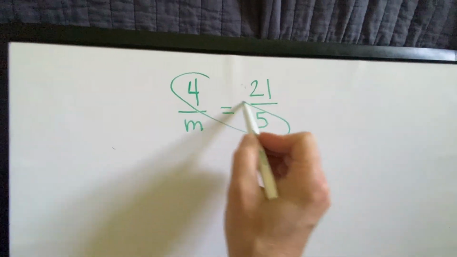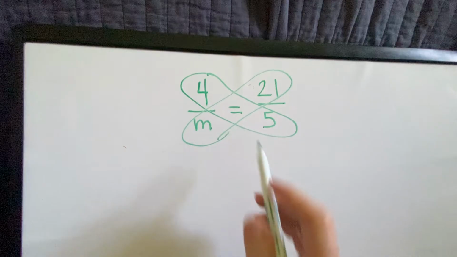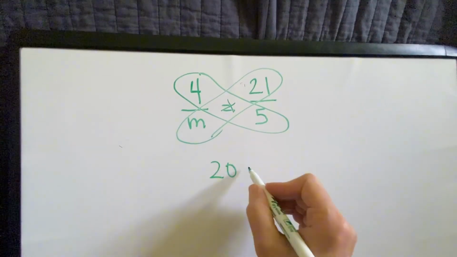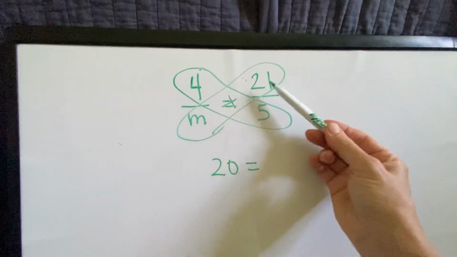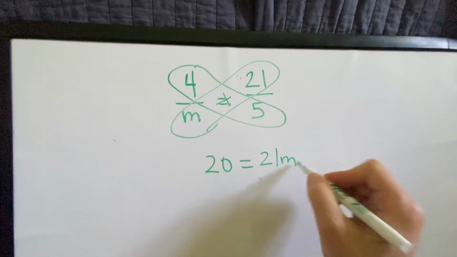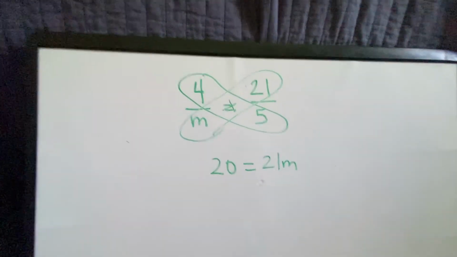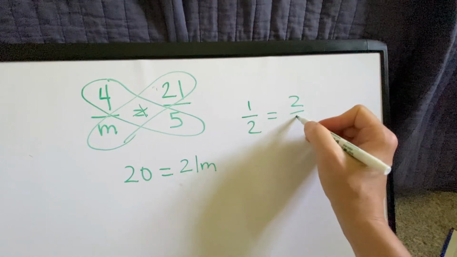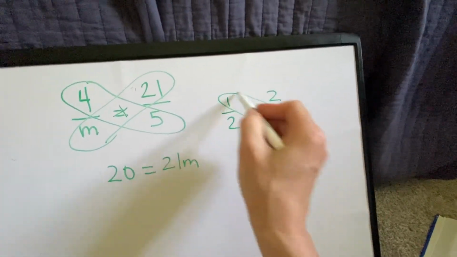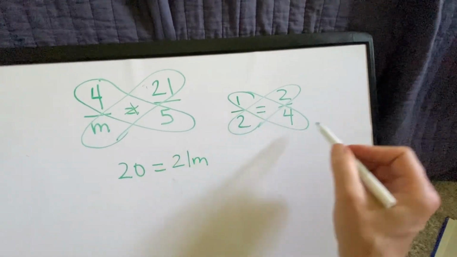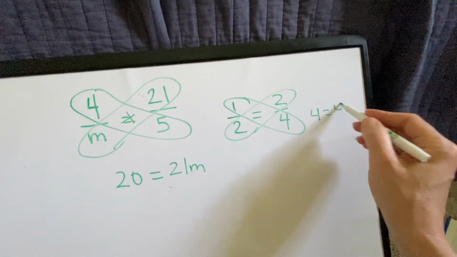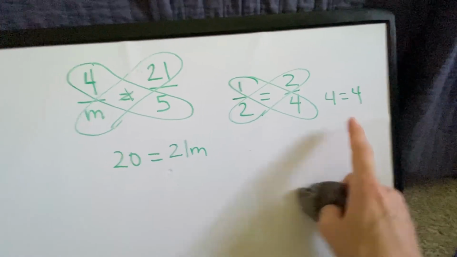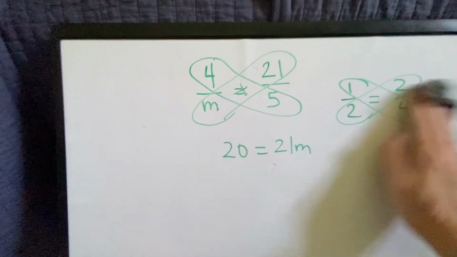That means that we are making a little x and we're multiplying. 4 times 5 is 20. We're going to set that equal to m times 21. Again, this is called cross multiplication. When you have fractions, you can do this. So 1/2 equals 2/4. When you multiply like this, you get the same answer. 1 times 4 is 4. 2 times 2 is 4. You can cross multiply equal fractions and you get equal answers. That's why we're doing that to solve for this equation.